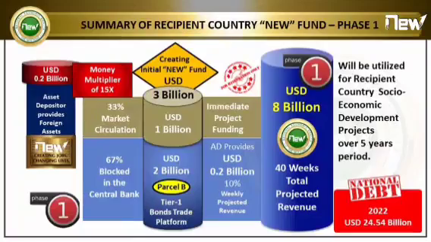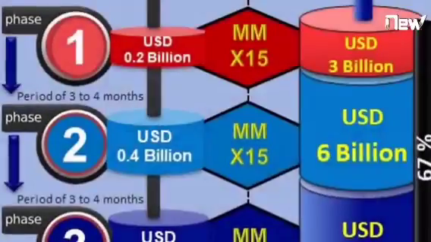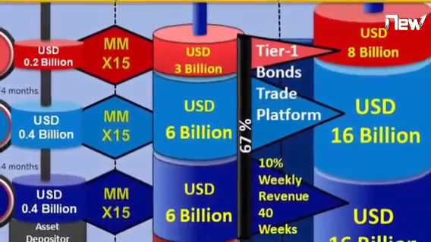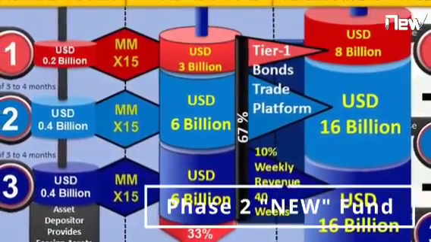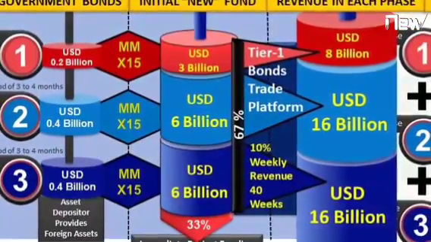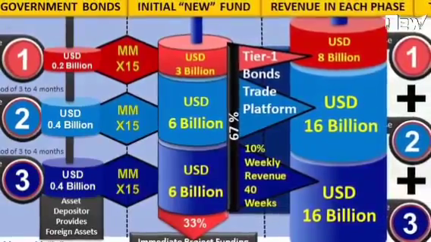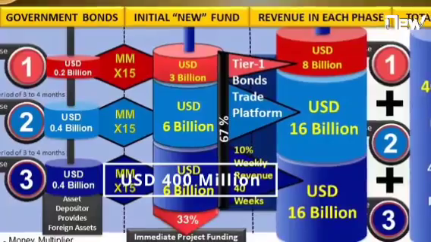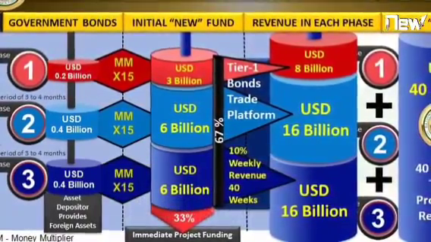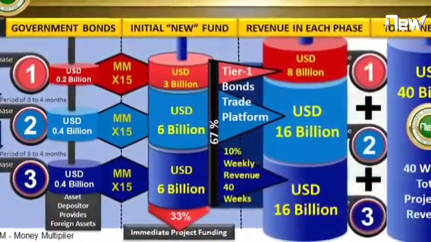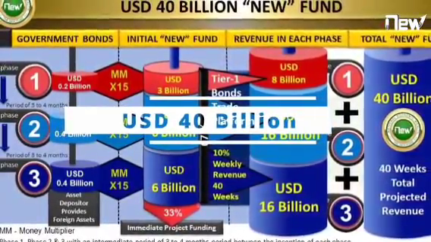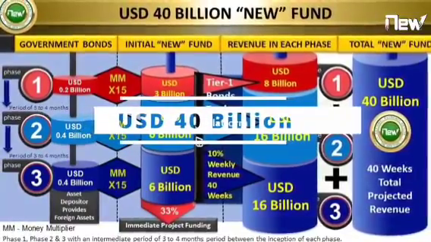After Phase 1 of the new fund has been running and operating for 3 to 4 months, AD will provide a second tranche of government bonds of $400 million using the same formulation to create a total of $16 billion new fund in Phase 2. In Phase 3, using the same calculation and formulation of new fund, and with the same foreign asset value of $400 million provided by AD, $16 billion will be accumulated after 40 weeks. After completing the 3 phases, the recipient country will have a total of $40 billion of new fund for their social economy development projects.